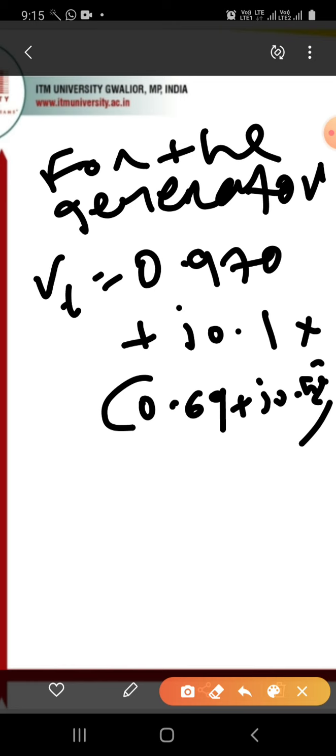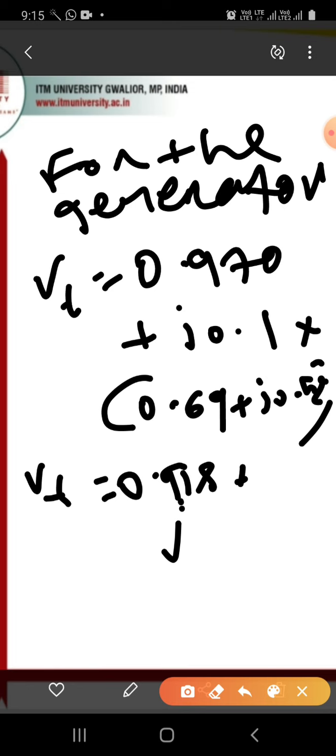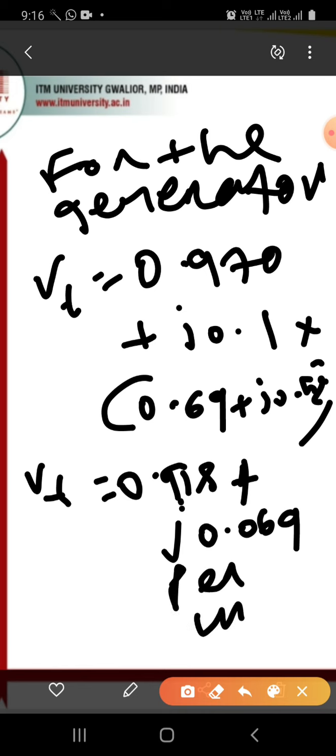After calculation I can write Vt as 0.918 plus j 0.069, per unit. Now I want to calculate Eg double dash.